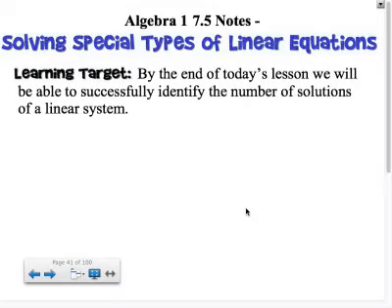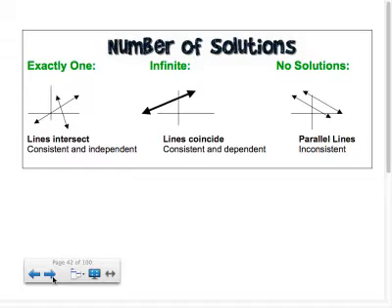Section 7.5, we're going to look at solving special types of linear equations. And this will obviously make a little bit more sense here as we just do a couple examples. So, first of all, there are three different scenarios you could be faced with when looking at a linear system.